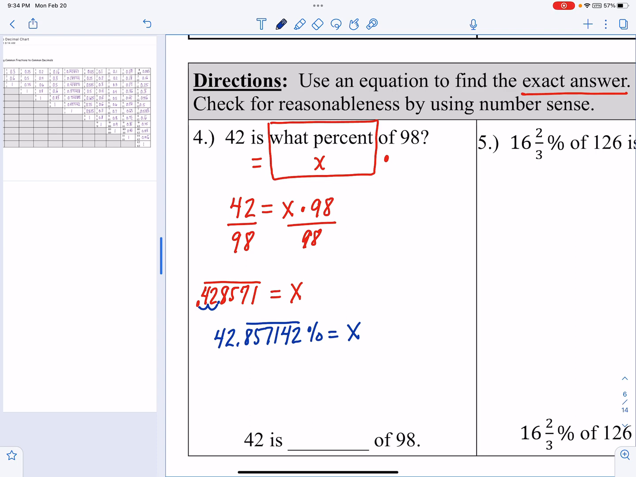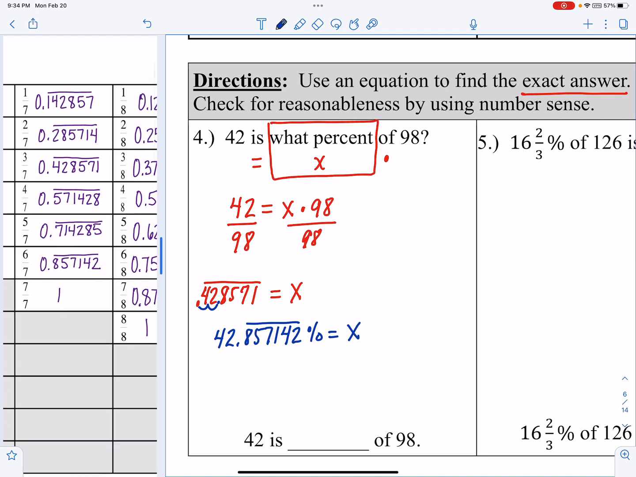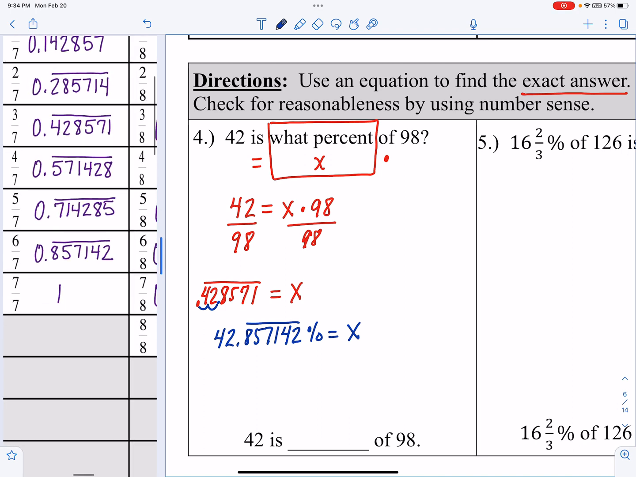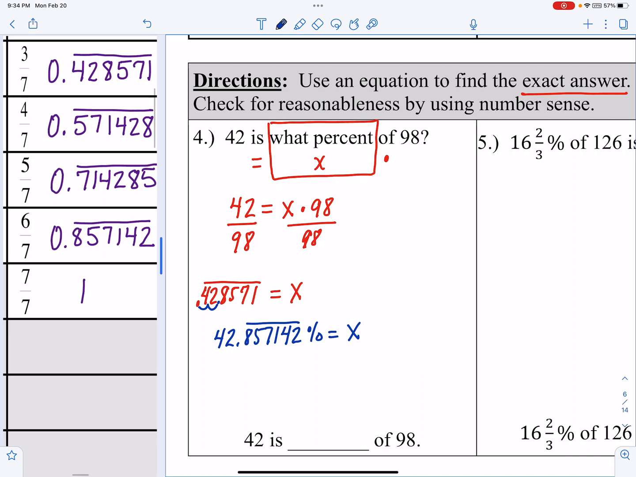But if you look over at our fraction decimal part at some of the really long ones here that are over 7, do you see the one that has 0.857142 repeating? Yep, there it is, 6/7. So instead of that, we can go ahead and put 42 and 6/7%. So 42 is 42 and 6/7% of 98. And 42 is close to half of 98, and so that percentage makes sense.